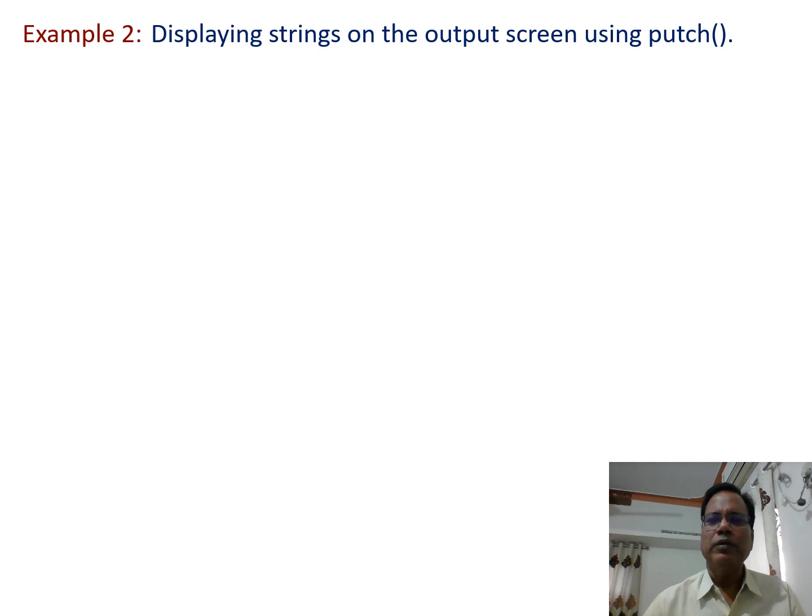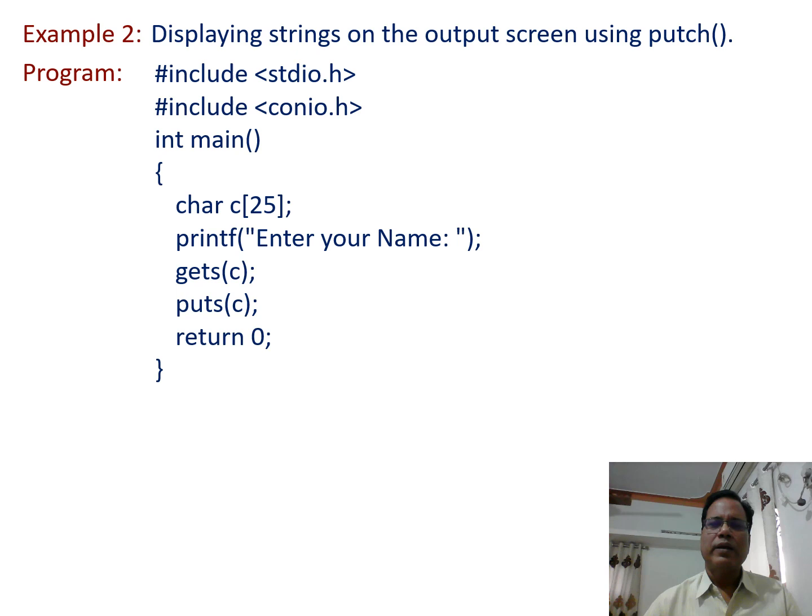Now another example to show the use of putch. Here again we are using putch as well as some other functions that are present in stdio.h as well as the conio.h header file, so these files are included. Now char c[25], written in square brackets, declares a character array c that can contain 25 characters.